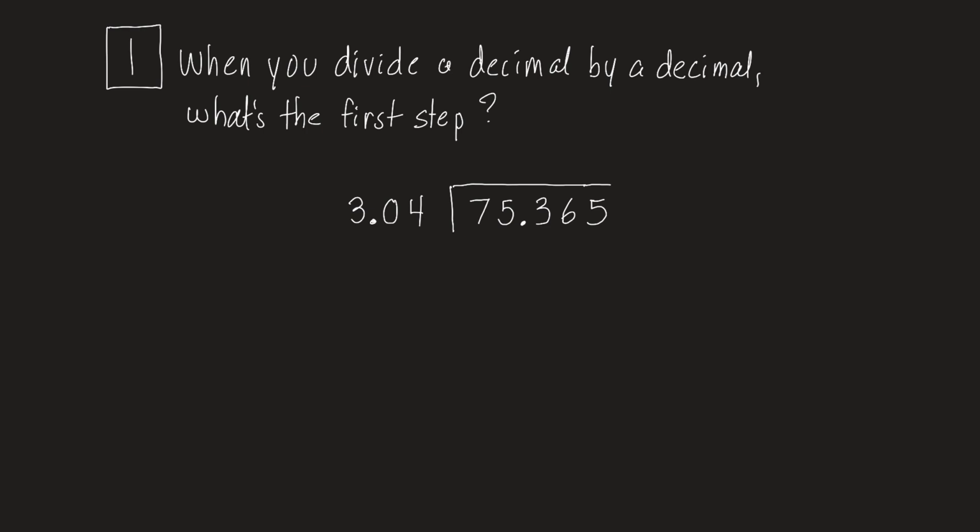When you divide a decimal by a decimal, what's the first step? Well, first step is to always move the decimal in the divisor the number of places necessary to get rid of it. And remember, when you get rid of it, your problem looks like this then, 304. And then after that, you should also move the decimal in the dividend by the same number of places, 1, 2.